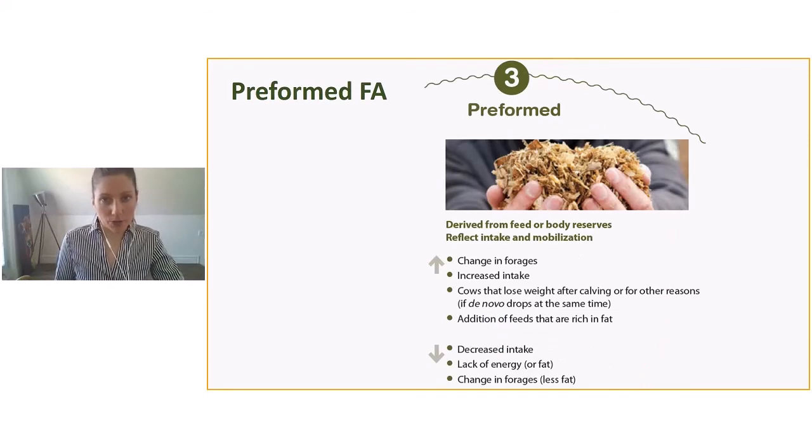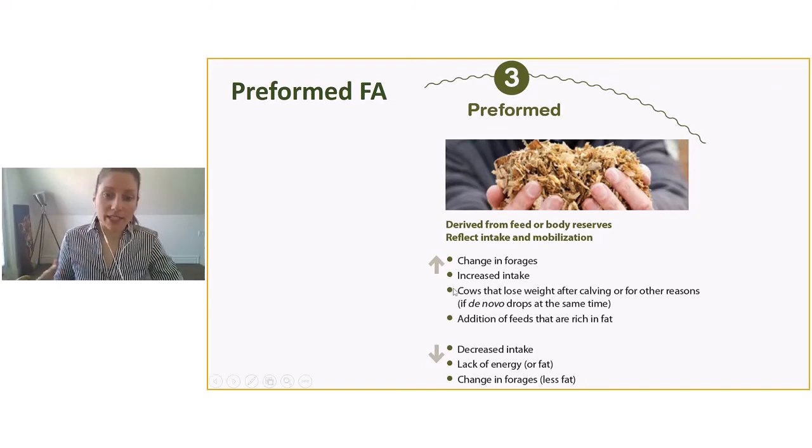Our third group is the preformed fatty acid. The preformed are derived from feeds and body reserves, so it really reflects dry matter intake and fat mobilization from cows. If the preformed are high or if they are increasing, maybe it's a change in forage that contains more fat. Maybe the cows start to eat more. Because there's more intake, they will eat more grams of fat, which will reflect into the preformed fatty acid.